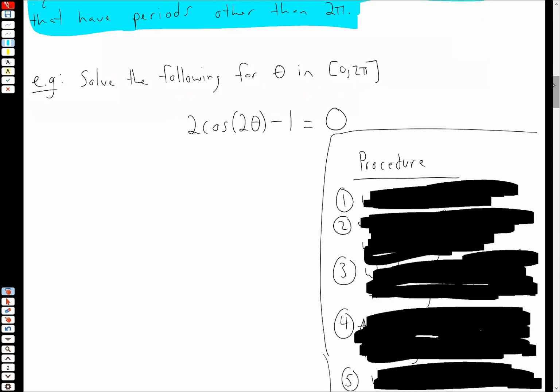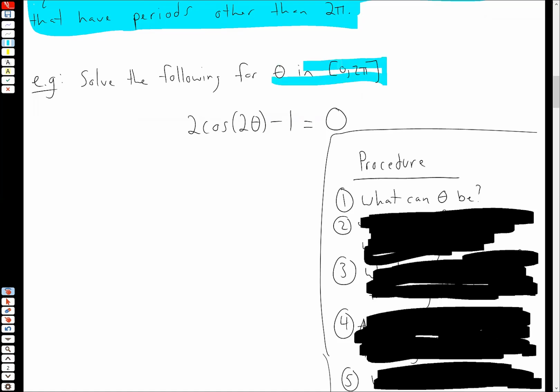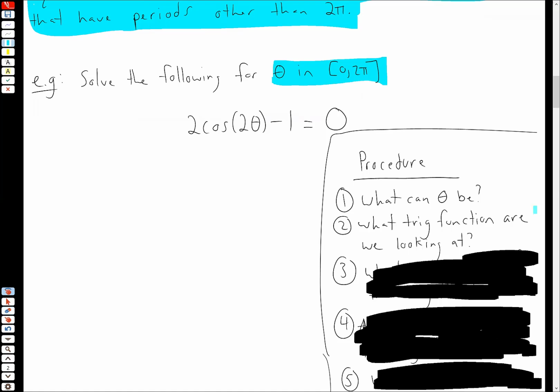Solve the following equation for theta in 0 to 2 pi. Like we would do last time, make sure you read the question carefully and understand where theta is allowed to be. In this case, theta is allowed to be in 0 to 2 pi, so our standard unit circle. Next, look at your trig equation. What trig function are we dealing with? Notice here we're dealing with cosine. So what does that mean for the unit circle? That means we're going to be looking at the x-coordinate.